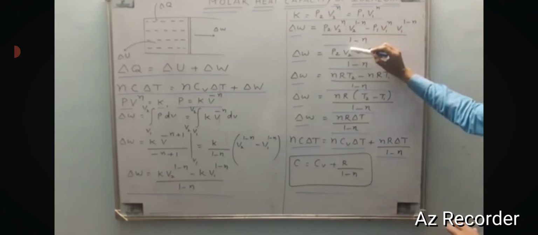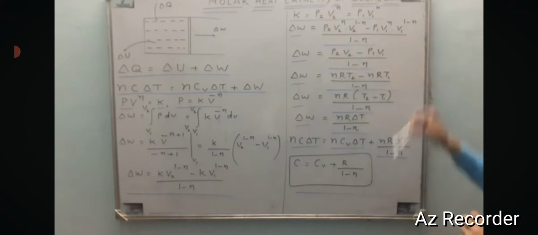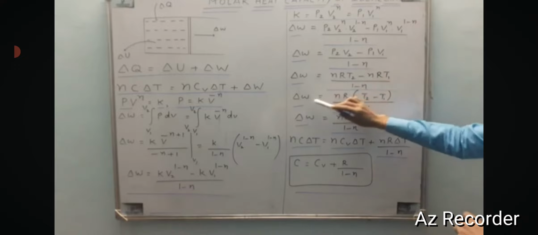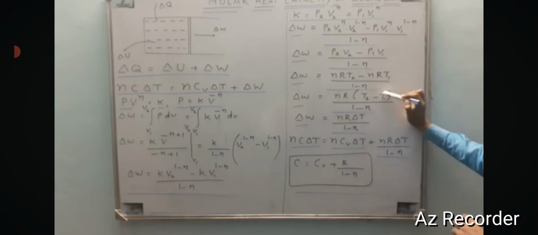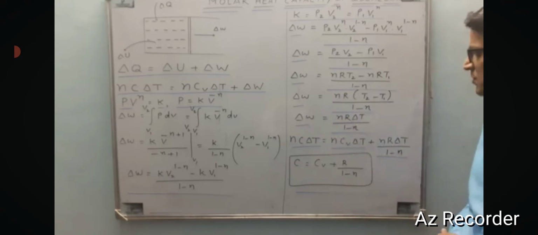Using the ideal gas equation we can write P2 V2 as nRT2 and P1 V1 as nRT1. So taking nR common, we have delta W is equal to nR multiplied by T2 minus T1 divided by 1 minus n. Now T2 minus T1 can be written as delta T. So we have delta W is equal to nR delta T by 1 minus n.